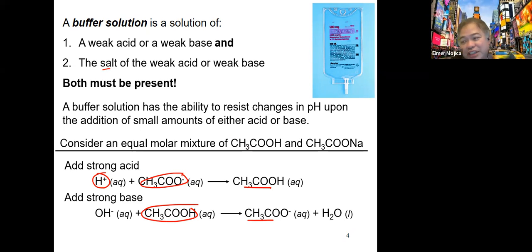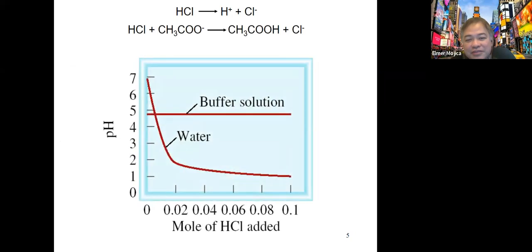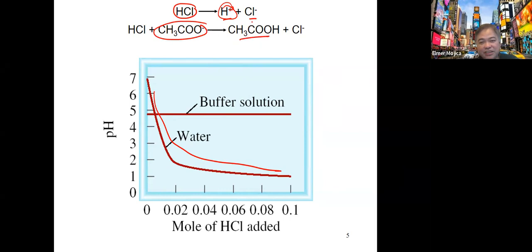Now, what's the question that can be asked here? Classic question. Okay, but before we go to that, if you want to see how the buffer works: HCl dissociates to H plus and Cl minus. If you don't have a buffer, the presence of the H plus will result in a drop in the pH value. But if you have a buffer, the HCl will release H plus that will react with this one to produce this and Cl minus. So there's no drastic change in the pH. This is the graphical way of what is happening in the buffer.